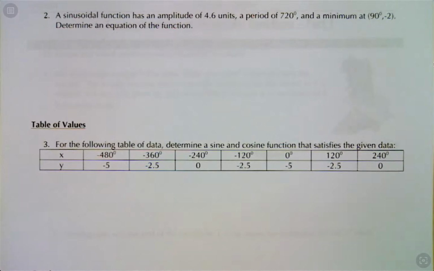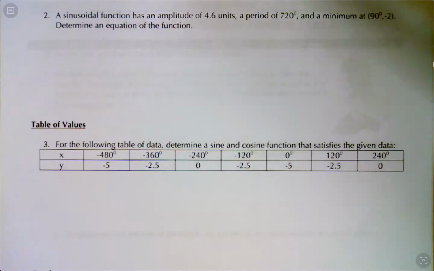The sinusoidal function has an amplitude of 4.6, a period of 720, and a minimum at (90, negative 2). Determine an equation of the function. Doesn't say cos, doesn't say sine, doesn't specify. We can pick anything we want. We don't have a graph this time. We only have 3 characteristics, so we need to use these 3 characteristics to come up with the equation. So let's give it a shot.